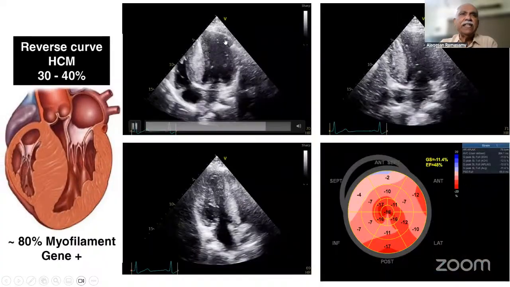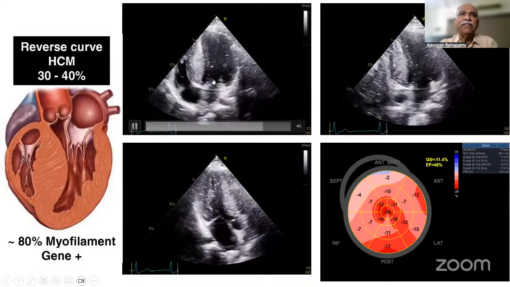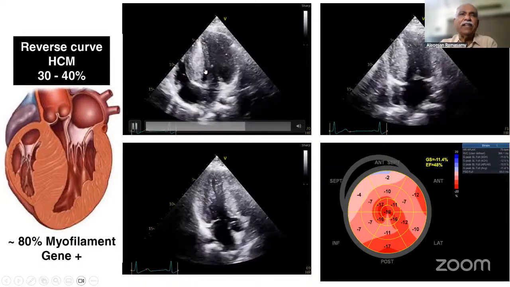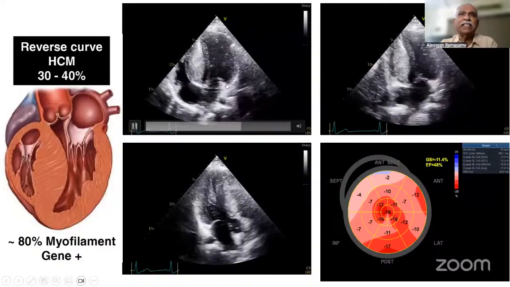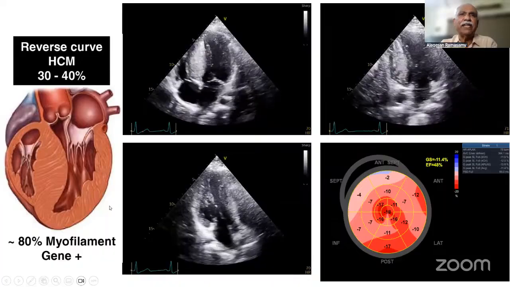And this patient has got a reverse curve type. The left ventricle, instead of being concave on the left ventricular side, it has become convex. So indicating that the patient has got a reverse curve type of hypertrophic cardiomyopathy.